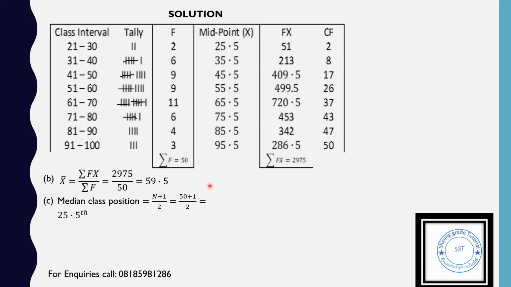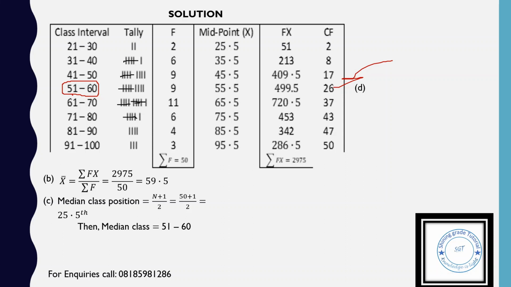To get that class, you go back to your CF. Where does 25.5 fall out of everything you have here? 25.5 is here. So that means this class here is our median class. So our median class will be this 51 to 60. That will be our median class.